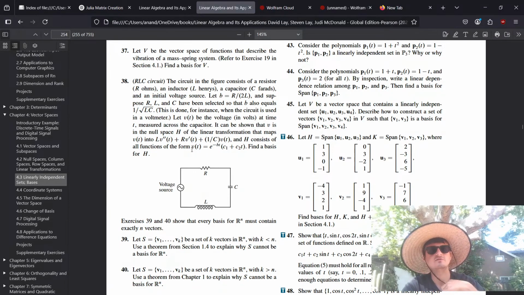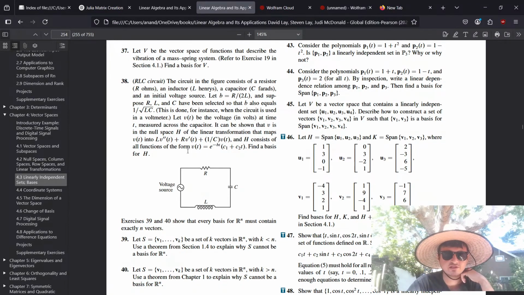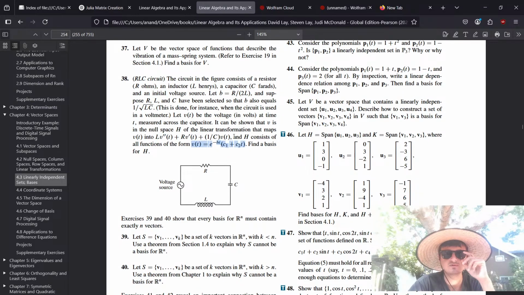Ooh, this is a tough problem. This is a pretty hard problem. What? H consists of all functions of the form v of t equals e to the minus bt times c1 plus c2t. This is one of those ones where you're like, what do I even do? It can be shown that v is in the null space of H.